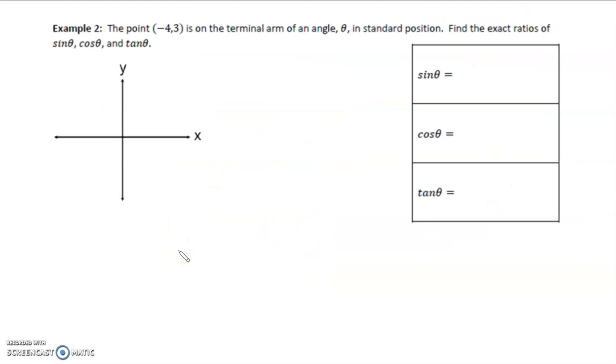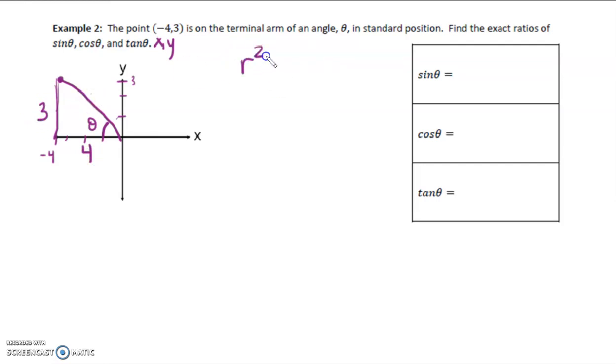Okay, the point -4, 3 is on the terminal arm of angle theta in standard position. So let's go x comma y, 1, 2, 3, 4. So this is going to be -4. And 1, 2, 3. So we're going to have this as our terminal arm. We always draw our angle down to the x-axis. So this is going to be theta. We have 4 down here and 3 here, and then we have to find our radius.